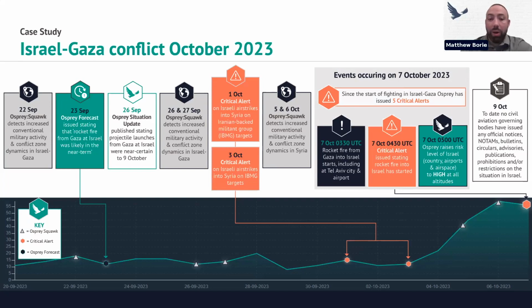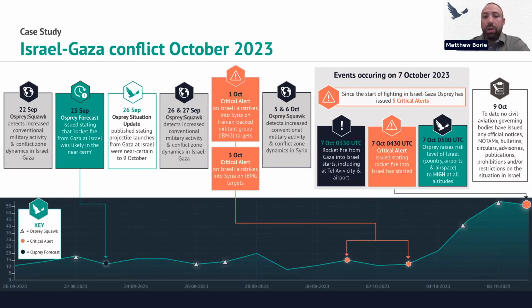What comes next are those forecasts, which you can see after the first anomaly detection, which is the analyst using the tools of technology with the expertise to then forecast a near-term event of rocket fire. You can also then see, after some additional AI anomaly detections, some critical alerts being sent related to the type of activity that's taking place.